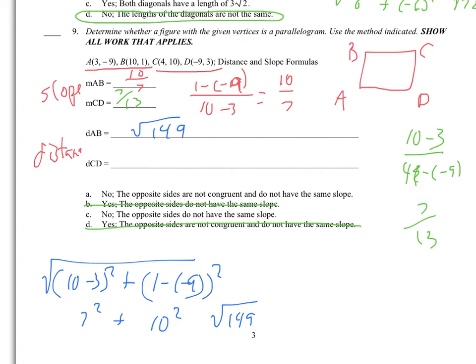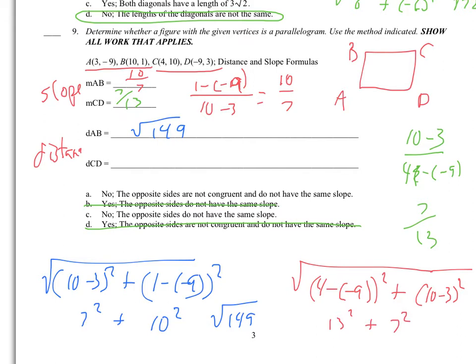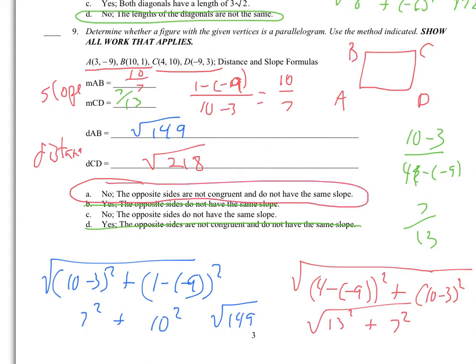And we'll do the same for CD. CD would be 4 minus -9 squared plus 10 minus 3 squared. We end up with 13 squared plus 7 squared. Well, we know these two are not going to be congruent. We end up with a radical 218. So why is this not a parallelogram? It's because the opposite sides are not congruent and they don't have the same slope. A.